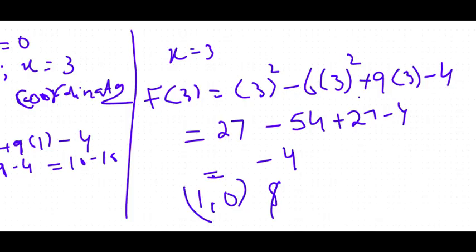The next question is: describe the concavity of f at x equals minus 3. As you can see from the parabola, this one is a parabola facing up and this one is a parabola facing down. So we have to find the concavity of the function f at x equals minus 3.